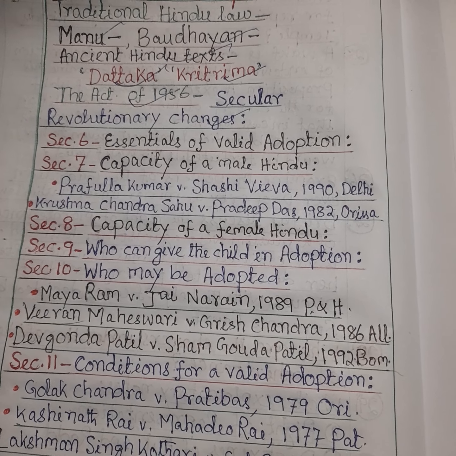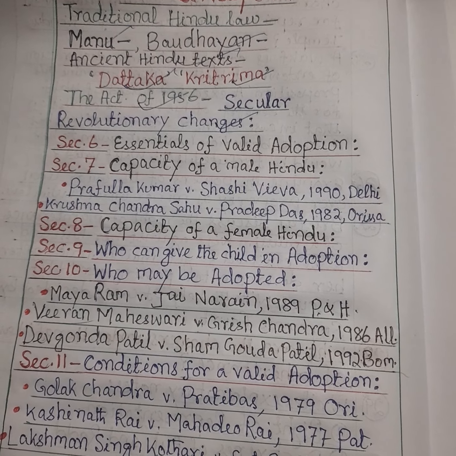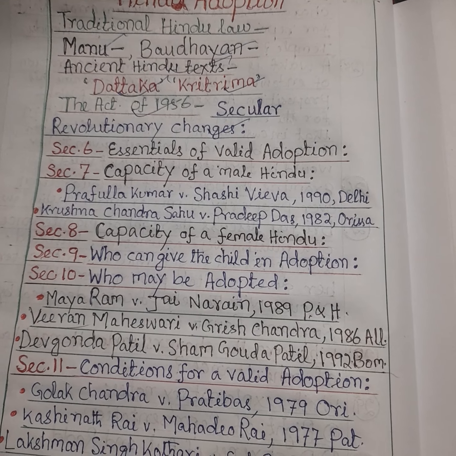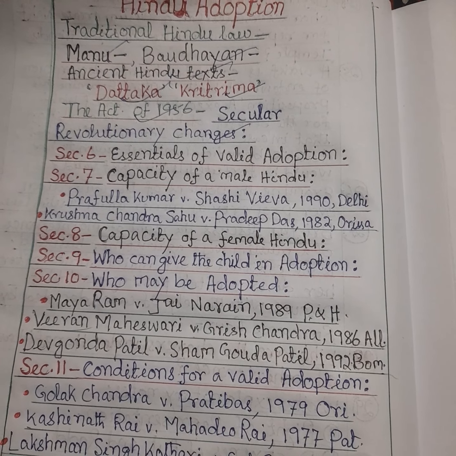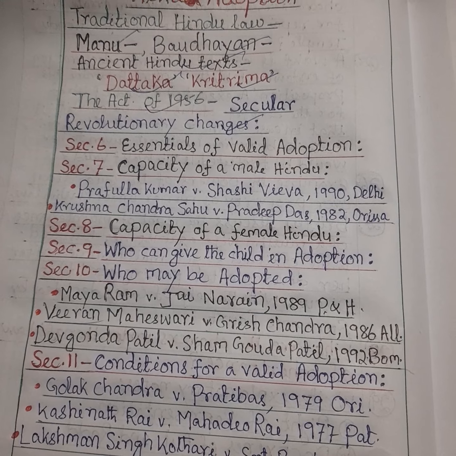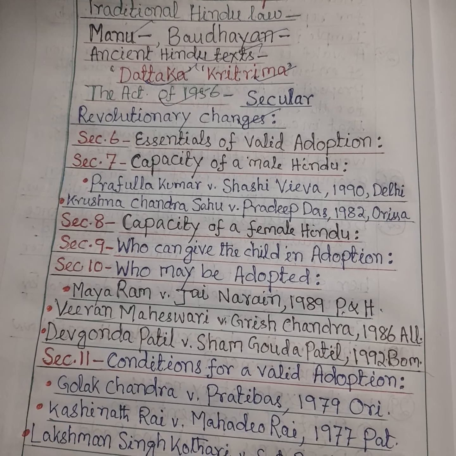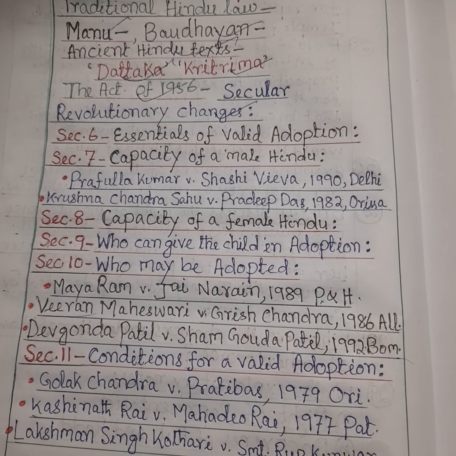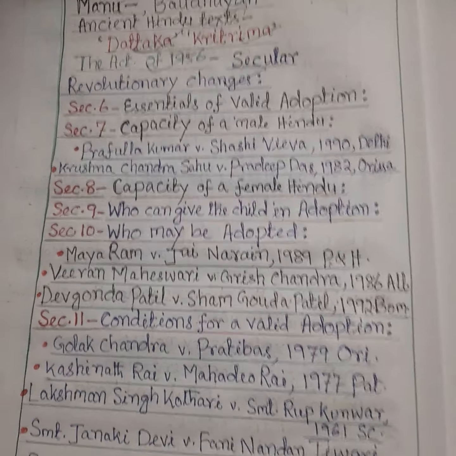And the third characteristic and revolutionary change that we find: adoption of both boys and girls. And the fourth one, preference of the Dattaka form is made irrelevant. There is the need of actual and physical transfer and acceptance. And the fifth revolutionary change that we find under the Act is that the husband requires the consent of his wife for adopting a child, and the sixth one, a wife cannot adopt during the lifetime of her husband without his consent.